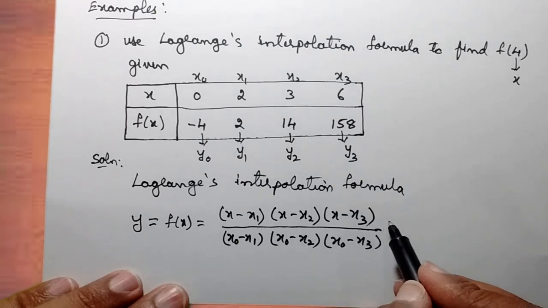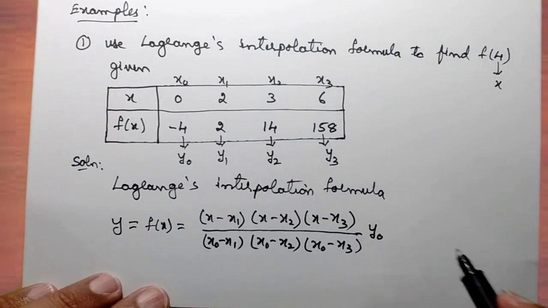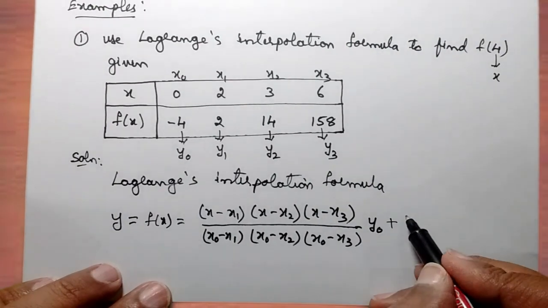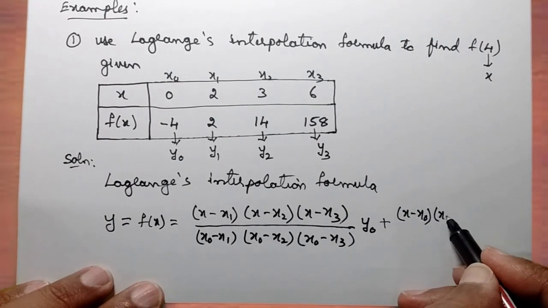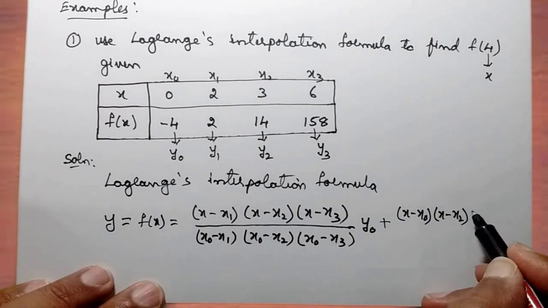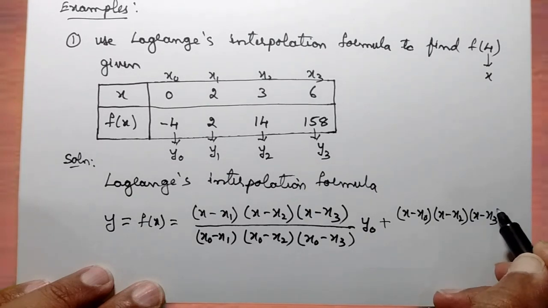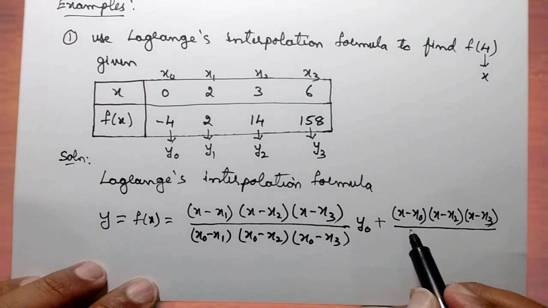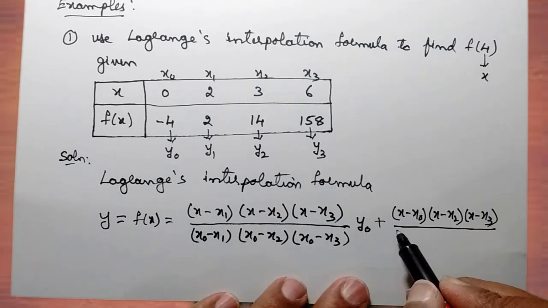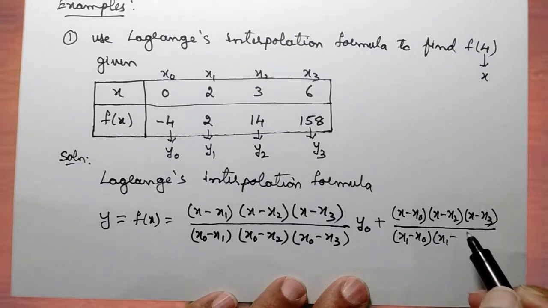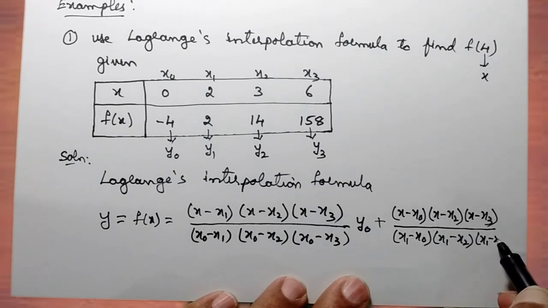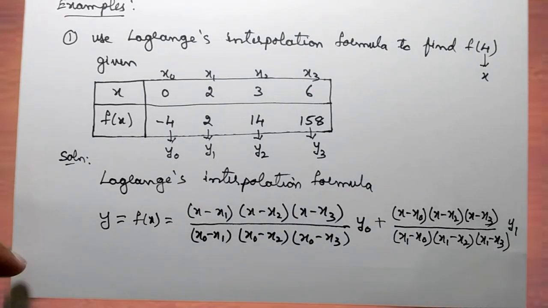So the corresponding value of y will be y0. That's the first term you got. Now coming to the next one, here x1 will be missing. So x minus x0, x minus x1 will be missing, x minus x2, x minus x3, whole divided by, because x1 is missing, in place of x you write x1. So x1 minus x0, x1 minus x2, x1 minus x3. The corresponding value of y will be y1, right?